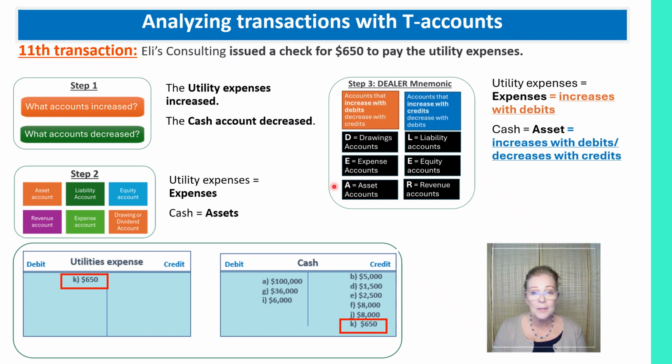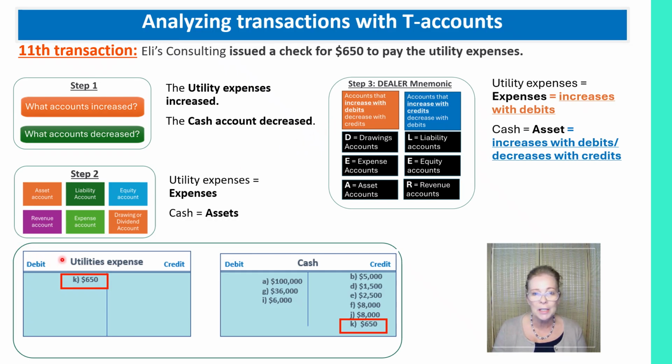Assets are shown on the left side of the dealer mnemonic, and the graph tells us that assets increase with debits and decrease with credits. The cash account decreased, so we need to credit cash. So debit utility expenses and credit cash. We'll now write this transaction using T accounts.